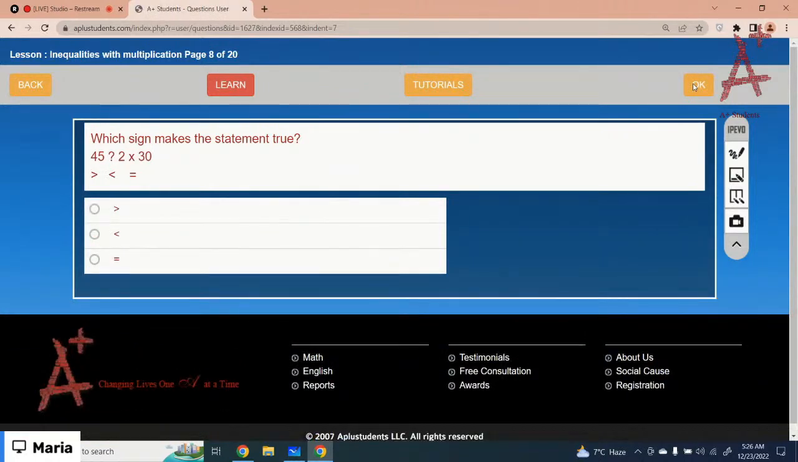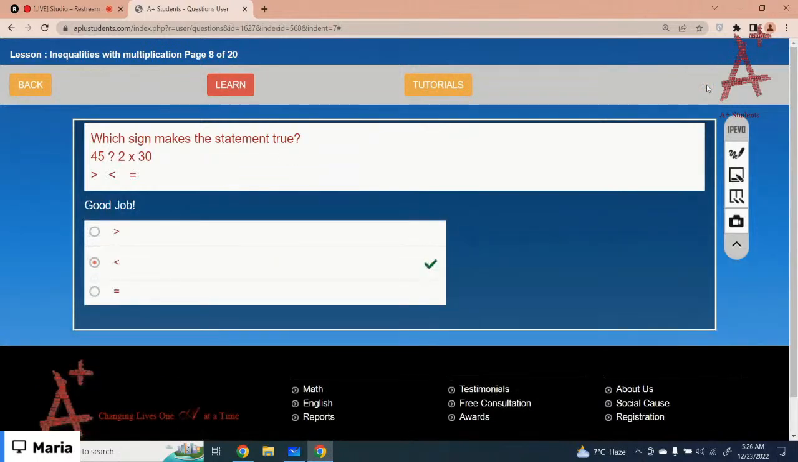Okay, 45 and 2 times 30. So 2 times 30 is 60. Got it? So 45 is less than 60 or greater than 60? 45 is less than 60. Got it? Just select the correct option, then click on the OK button.